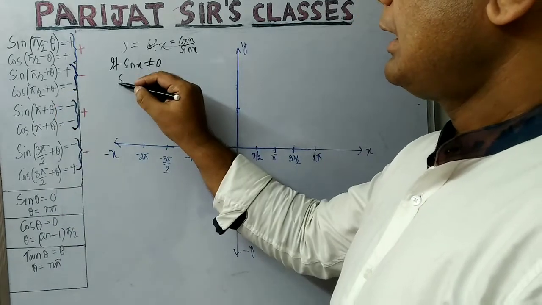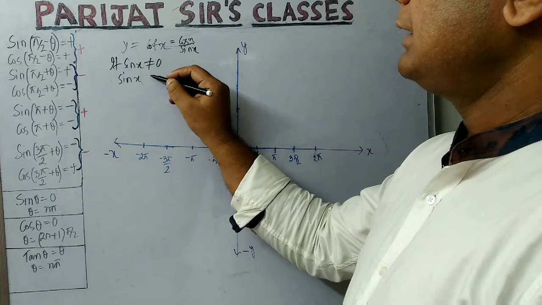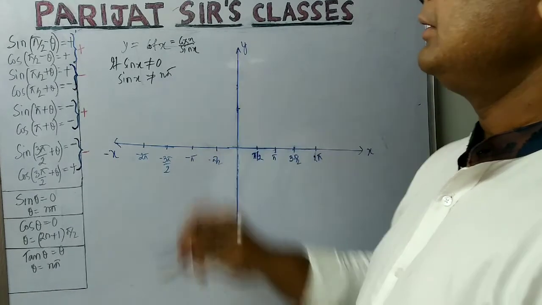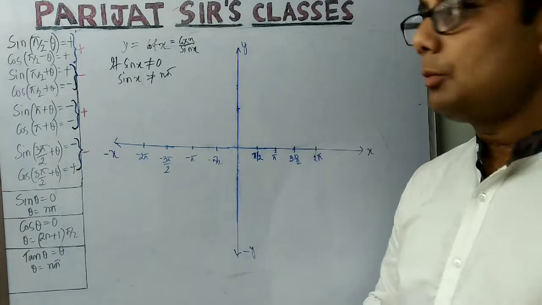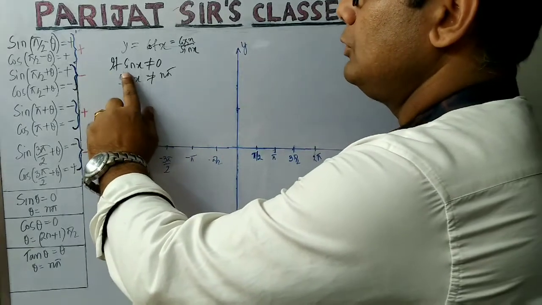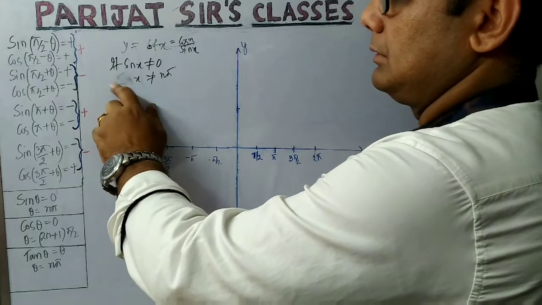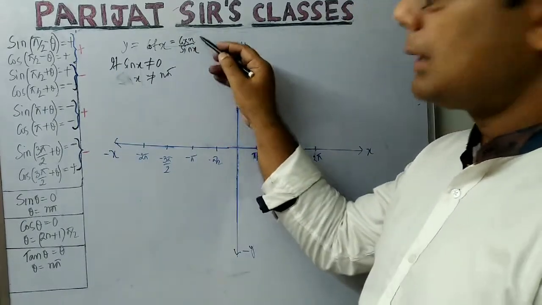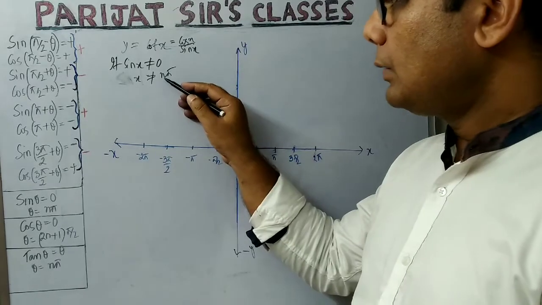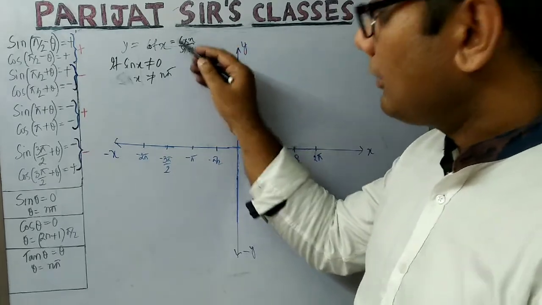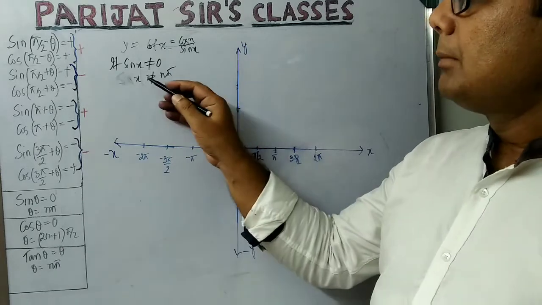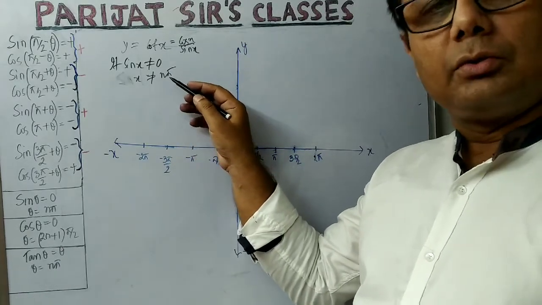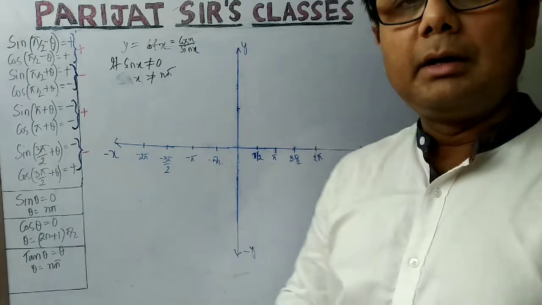That means I cannot choose those x values where x is n pi. Because if n is 0, sin 0 is 0 and the function becomes invalid. If n is 1, it is pi, sin pi is 0 and the function becomes invalid. That means my function will have x not equal to n pi, because in those conditions the whole function is becoming invalid.